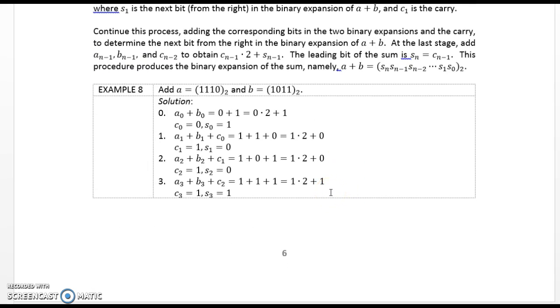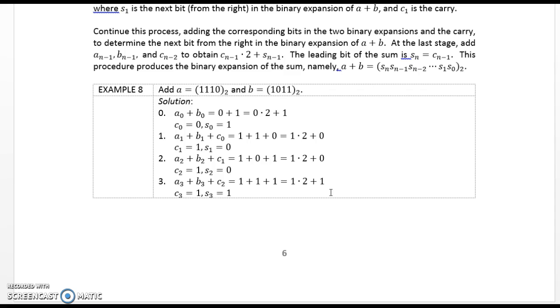So here's an example. Add 1110 base 2 to 1011. I get 0 plus 1 is 0 times 2 plus 1. So the carry out is 0 and the sum is 1. A1 plus B1 plus C0 is 1 plus 1 plus 0 is 1 times 2 plus 0. C1 is equal to 1 and S1 is equal to 0. A2 plus B2 plus C1, 1 plus 0 plus 1 is 1 times 2 plus 0, and the carry out is 1 and the sum is 0.